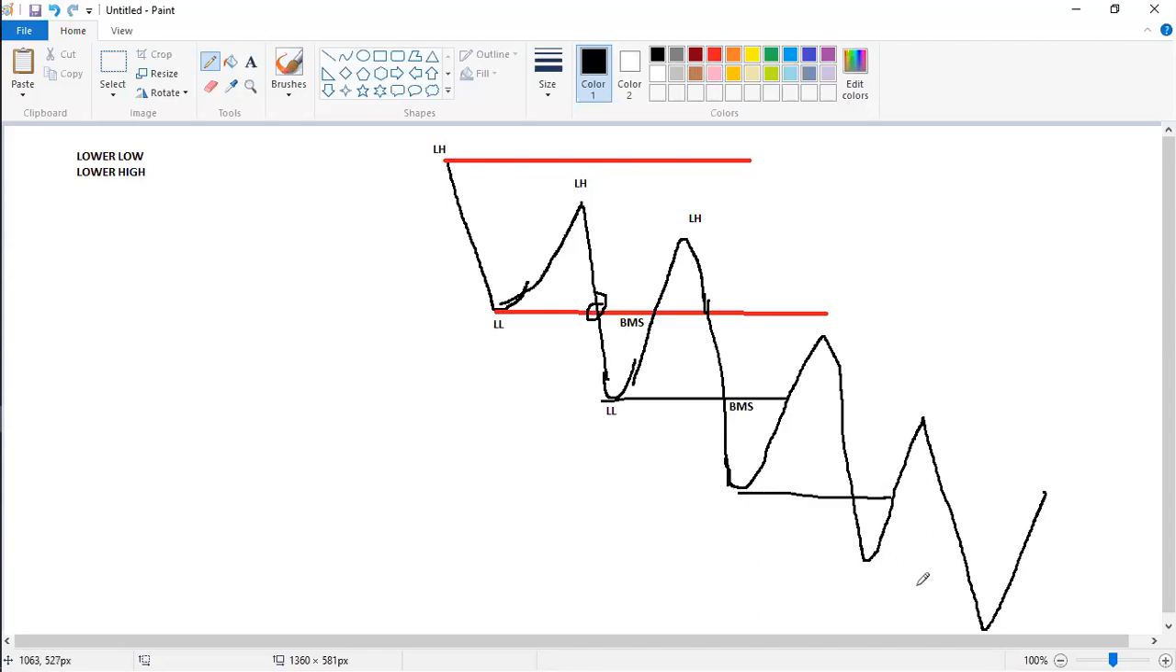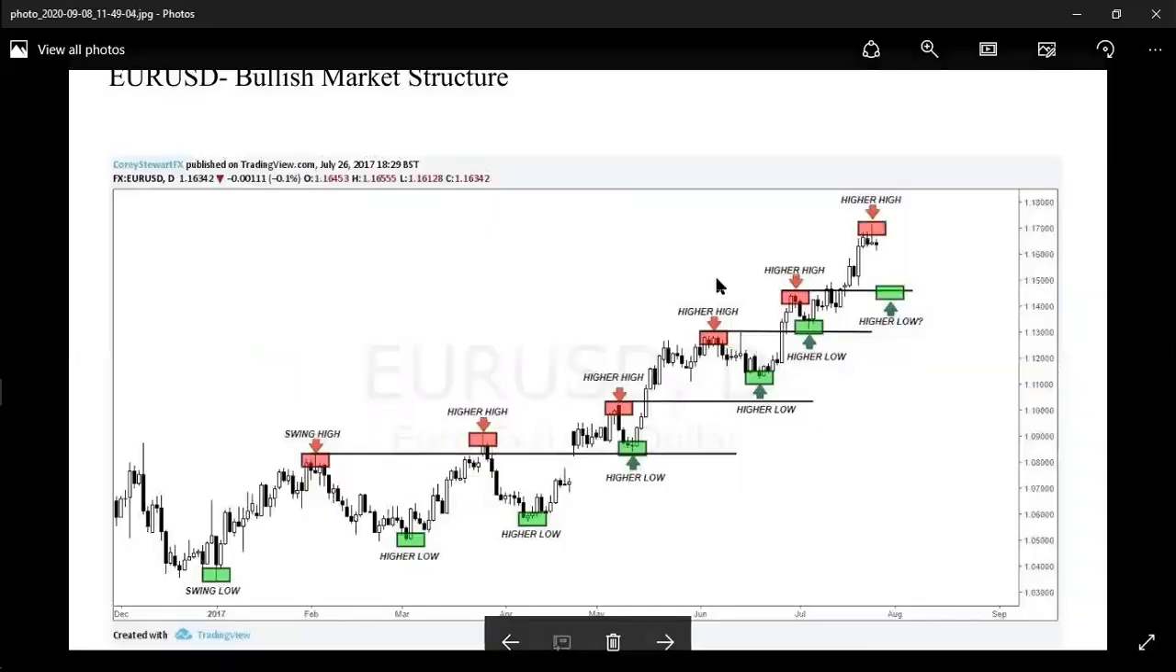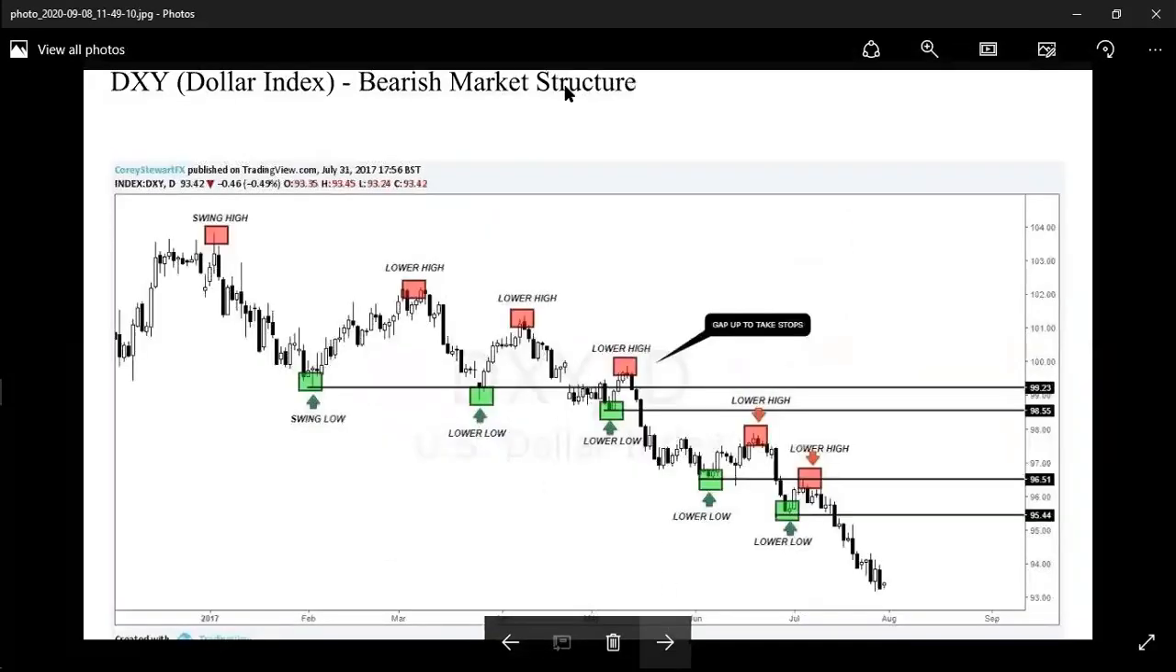And these are all BMS here. This is the BMS. This is the BMS here. This is not a BMS. This is not a BMS. All right. So that's the downtrend. So we have an example. These are the uptrend. This is a downtrend.